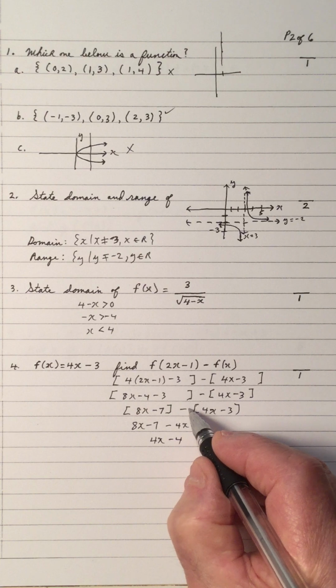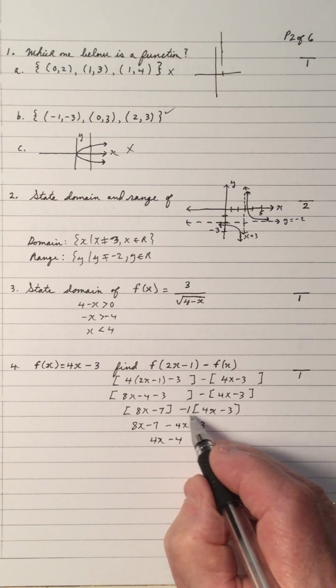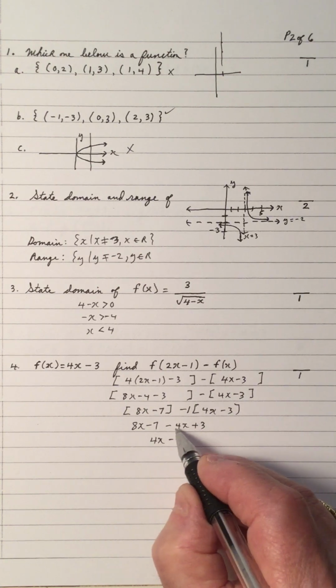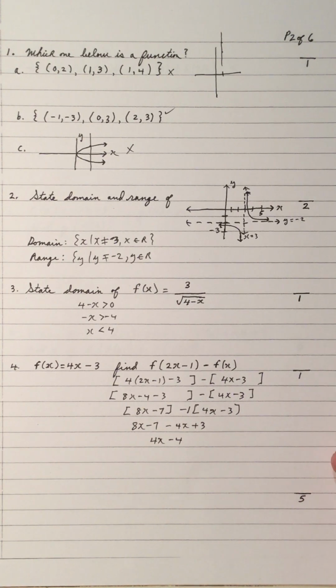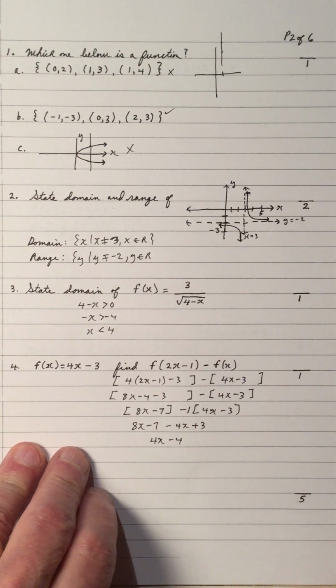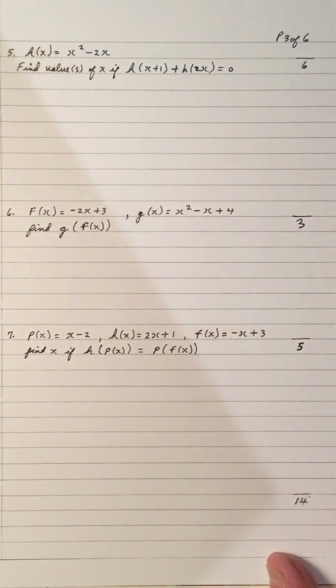Another way to do this one right here is put a 1 here. Minus 1 times this binomial will give you this. And that's a mark, so 5 for the page. Hopefully you have it all right. Let's continue.